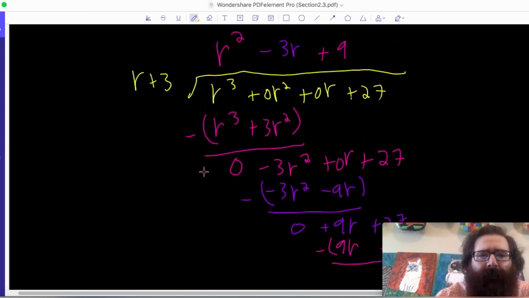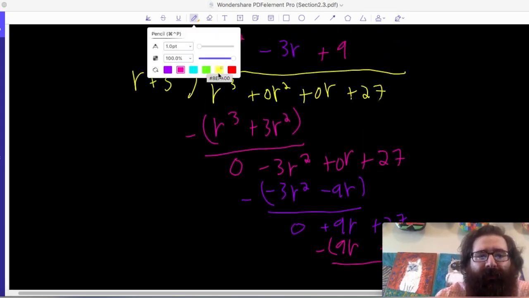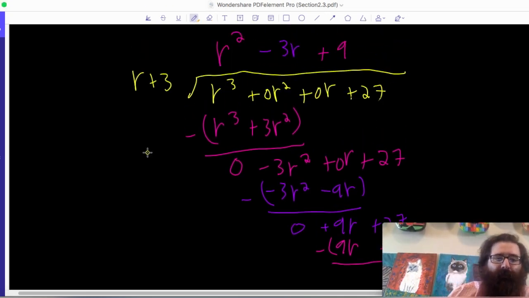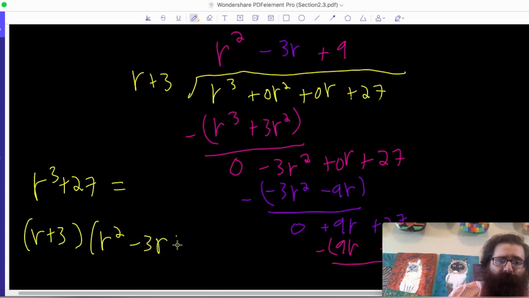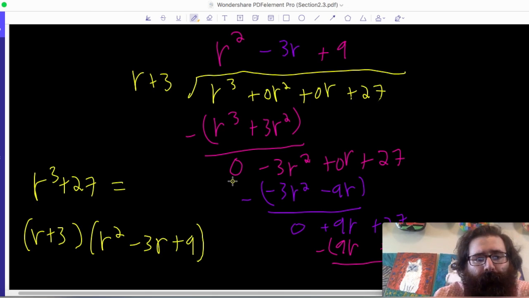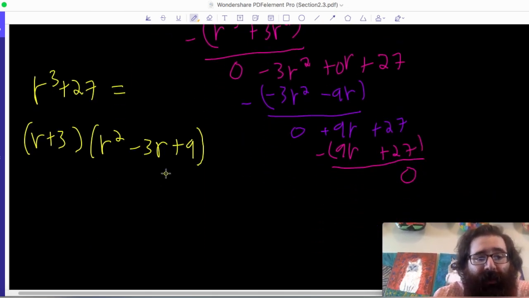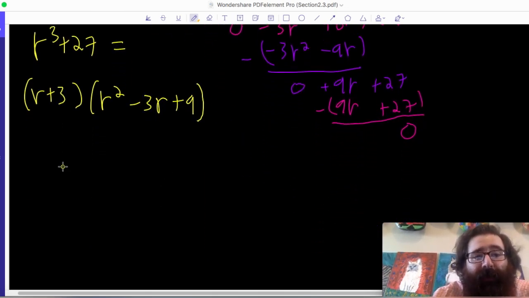which is telling me here that I can factor this fully, that my r cubed plus 27 is equal to r plus 3 times r squared minus 3r plus 9. So there we have everything factored. Now I would want to try to factor this even further.